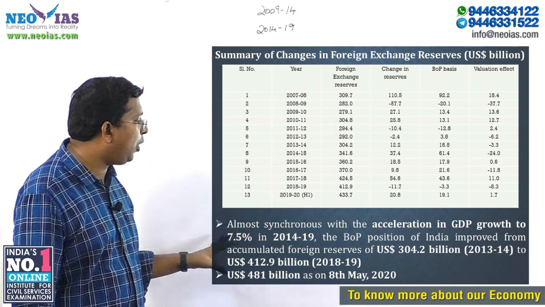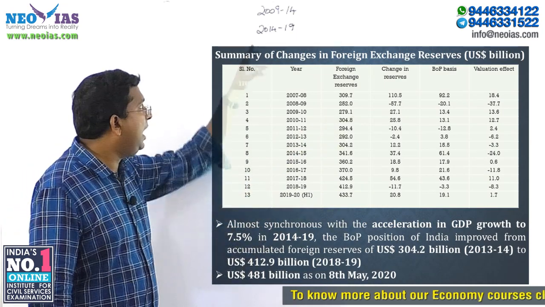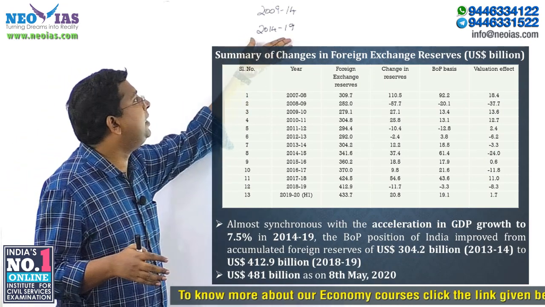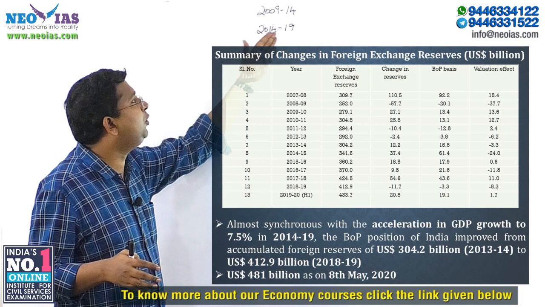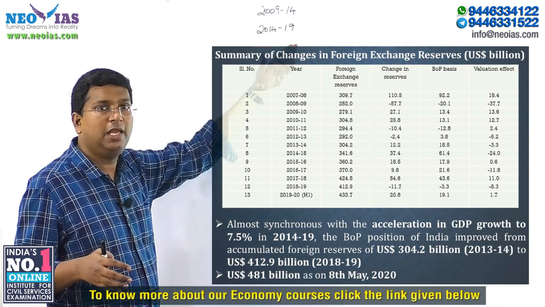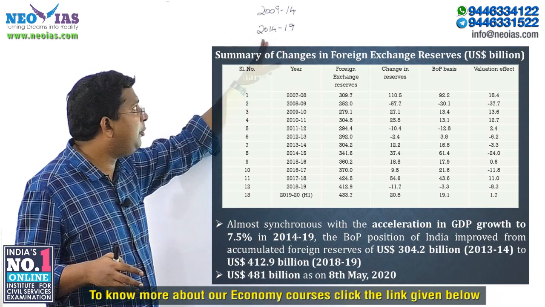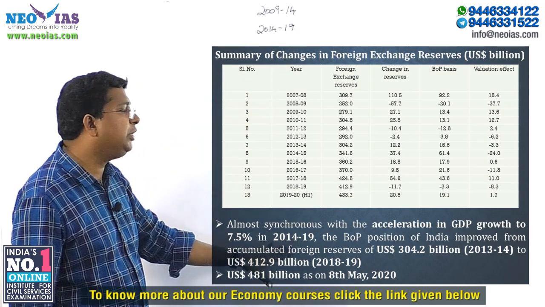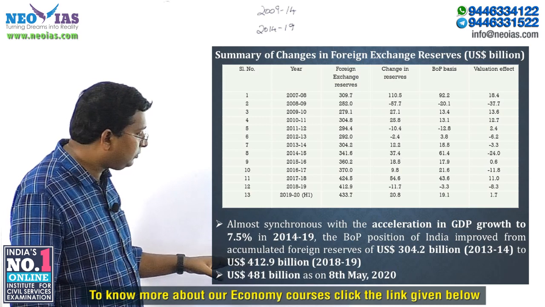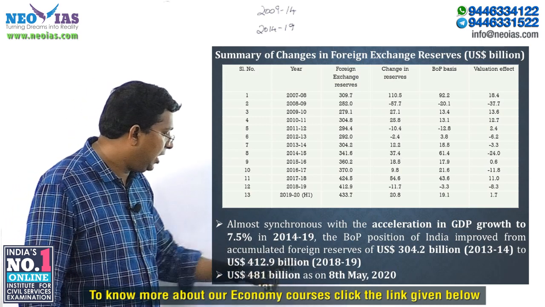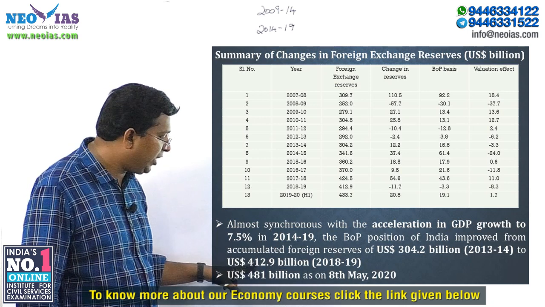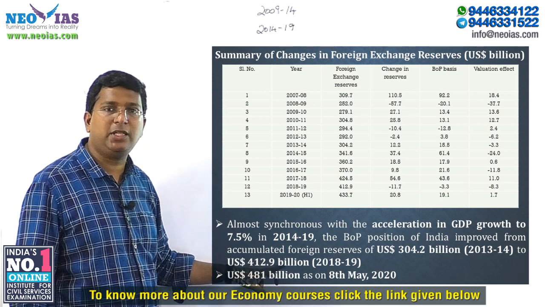And one important point to note down: the economic survey has made a comparison of the last 5 years. It compares the trend of 2014-19 and 2009-14. Compared to 2009-14, there has been an improvement in the foreign exchange reserves. So you need to keep that in mind. In 2018-19, our foreign exchange reserve was 412.9 billion. This is mentioned in the economic survey.